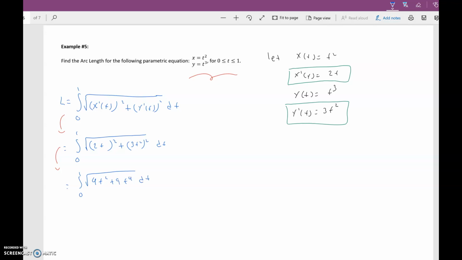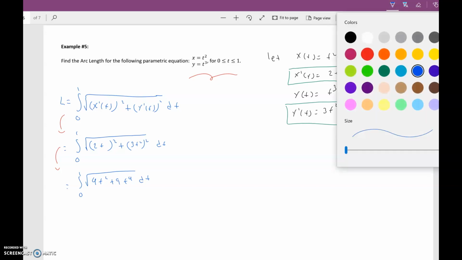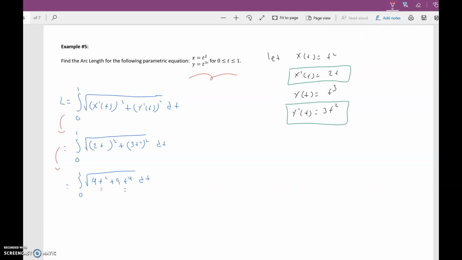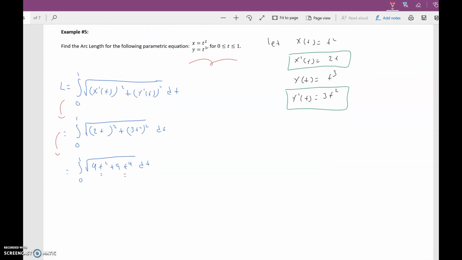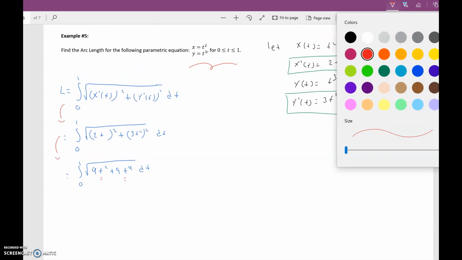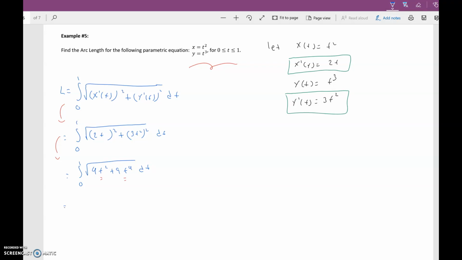Let me just double check before I do anything else. So 4t to the second plus 9t to the fourth. Okay, so next we need to factor or simplify as much as we can, the common factor. So in this case, I'm just going to rewrite it as 0 to 1 of the square root of t squared times, technically, 4 plus 9t squared. And then I'm going to use the properties. Well, actually, I still have the dt.